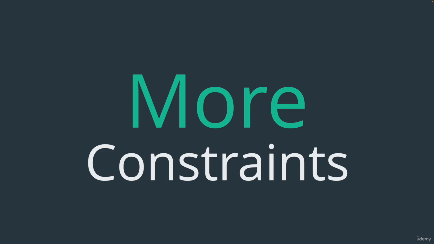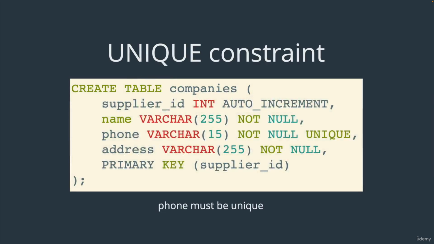Welcome back, everyone. In this section, we're going to learn about more constraints that we can use when setting up a table. When I say constraint, I'm referring to things like not null, right? We saw what that meant. If we use not null on a column, it can't be null. That is a constraint. We also saw that we could use primary key. There's another example.